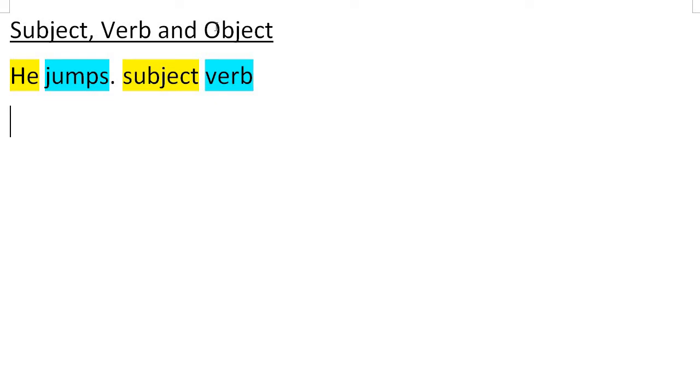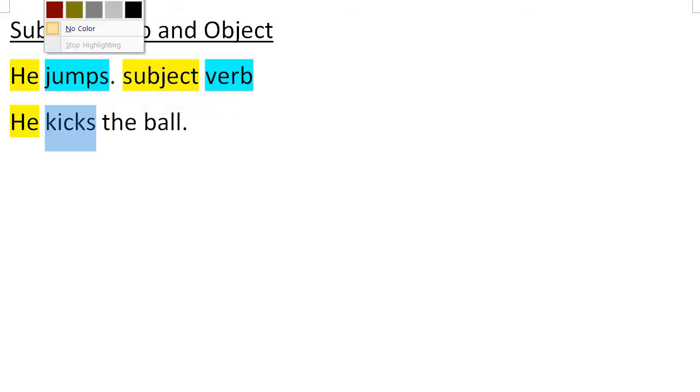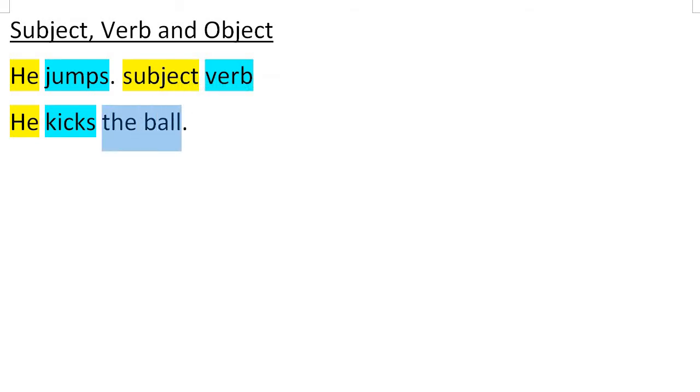Now, an object, that is something that can be there or it can't be there. And it gets a little complicated. There are direct objects, there are indirect objects, but we're going to look at your basic direct objects today. So, I say he kicks the ball. Then he, once again, is my subject because it is the person that is doing the action. Kicks is my verb, and the ball or just ball is my object.